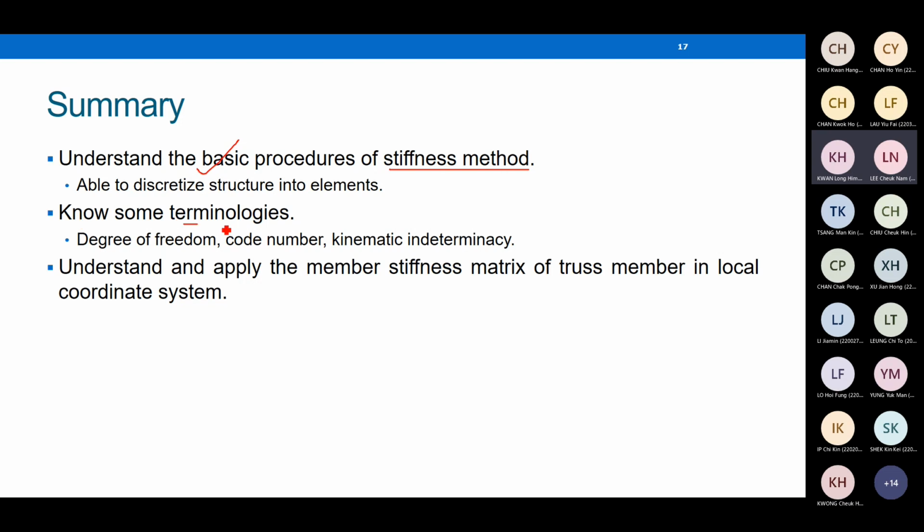And then we discussed some terminologies, things that you have to know. For example, degrees of freedom, code number, kinematic indeterminacy. We also have node, right? Nodes and members, near end node, far end node, local coordinate systems. We have many terms covered in this part, right? So try to review what we have discussed when you have time. And then we discussed how to derive our member stiffness matrix for the truss element. And then I showed you one very simple example to see how to use it.